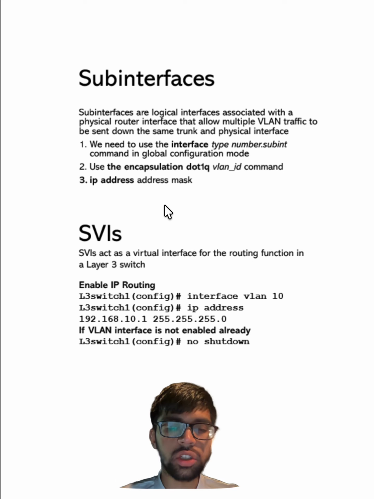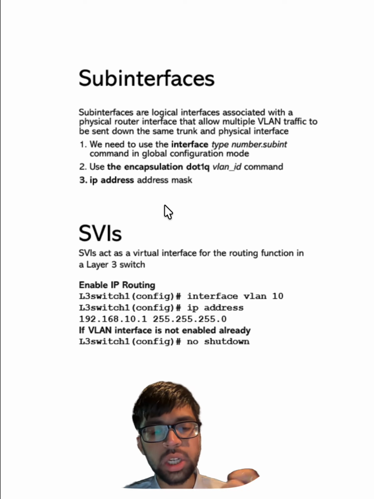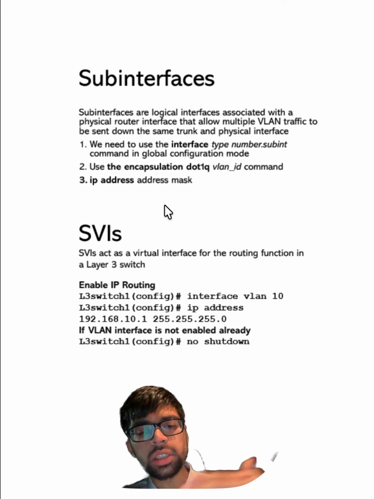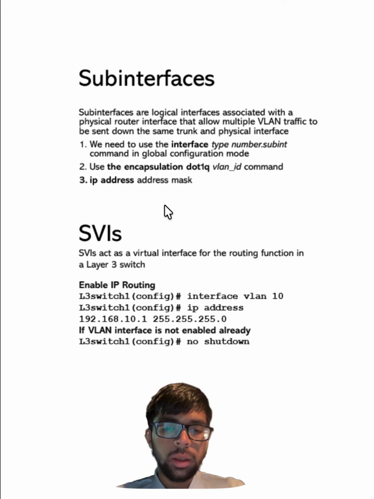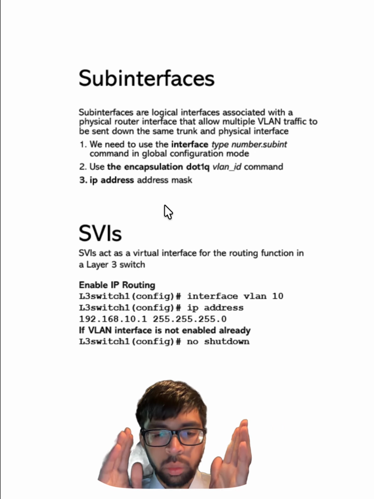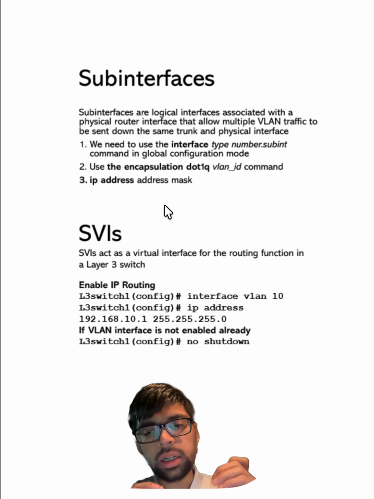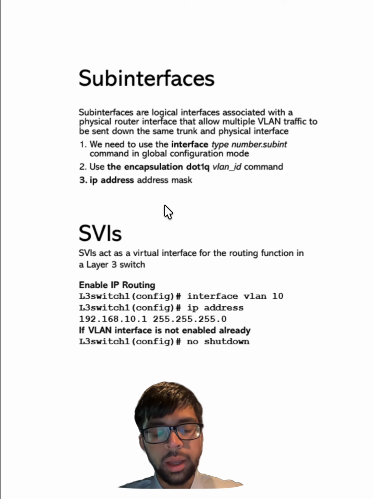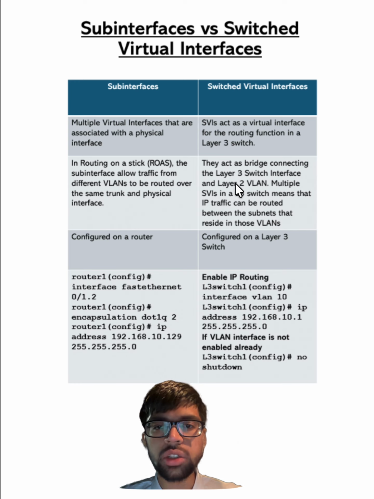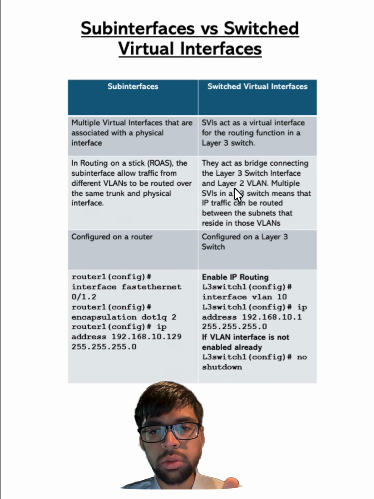Switch virtual interfaces, like I said, are configured on a layer 3 switch. They act as a virtual interface that performs the routing function inside the layer 3 switch. Okay, so if we think about a layer 3 switch, with switch virtual interfaces we have a virtual interface that can perform routing functions, and that connects us from our layer 3 switch interface to our layer 2 VLAN.